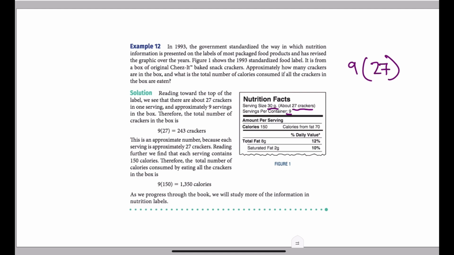So we can either add up 27 9 times, we could add up 9 27s, or we could multiply. 9 times 7 is 63. Carry the 6. 9 times 2 is 18, and 6 is 24. So 243 crackers, Cheez-Its, in the box approximately.